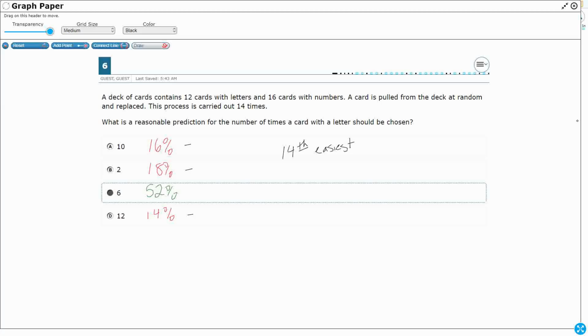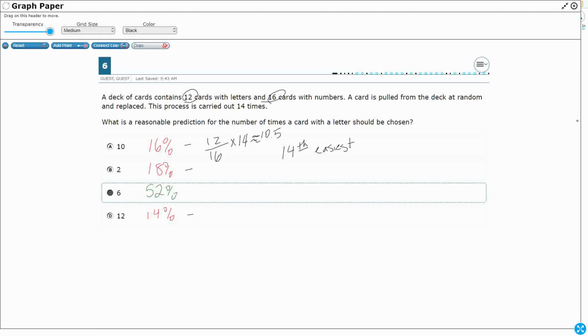So how do we get some of these? Well, if you wanted to make A, you could have made an incorrect proportion. You could have said 12 over 16, rather than that 12 over 28. And then you could have multiplied that by 14. It would have gotten you about 10.5-ish.